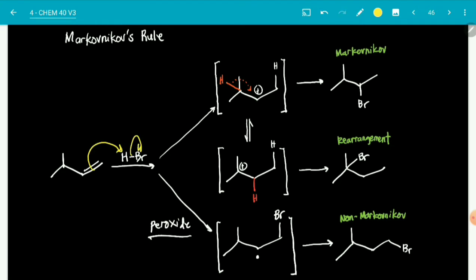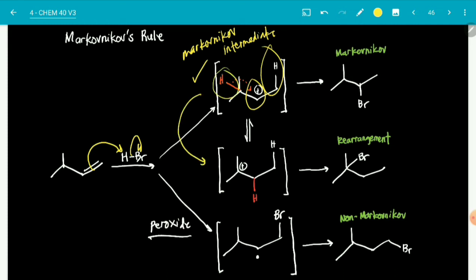Okay? Yan yung mechanism. Mag-add muna si H+, tapos magpo-form ka ng more stable carbocation. This is the Markovnikov intermediate. So, the Markovnikov intermediate can rearrange further kasi pwede tayo magkaroon ng hydride shift. Kasi this is a tertiary carbocation, this is a secondary carbocation. So, pwede tayo magkaroon ng rearrangement mechanism kapag ka may opportunity. So, we can form the Markovnikov product as well as the rearrangement product.